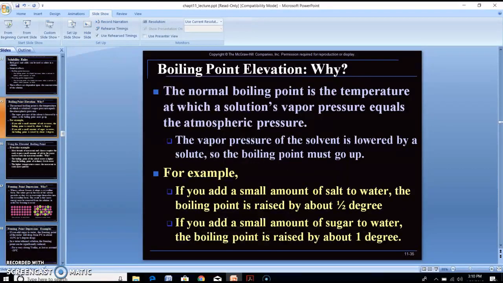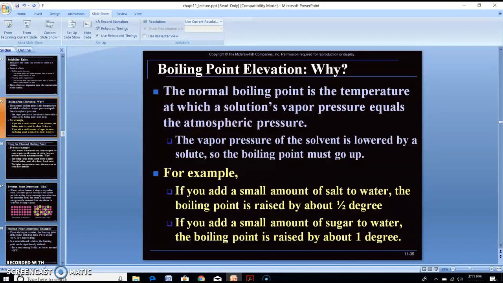Boiling point elevation. The normal boiling point is the temperature at which a solution's vapor pressure equals the atmospheric pressure. The vapor pressure of the solvent is lowered by the solute, so the boiling point must go up. For example, if you add a small amount of salt to the water, the boiling point is raised about half a degree. But if you add a similar amount of sugar to the water, the boiling point is raised by about 1 degree.